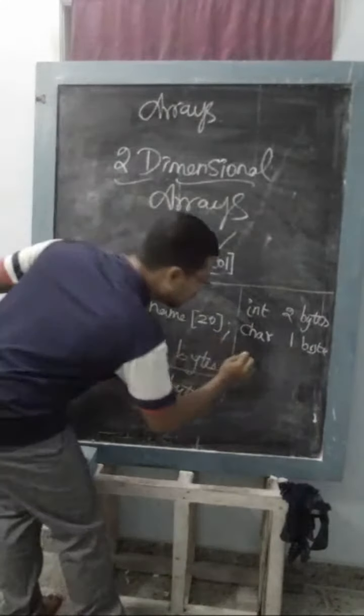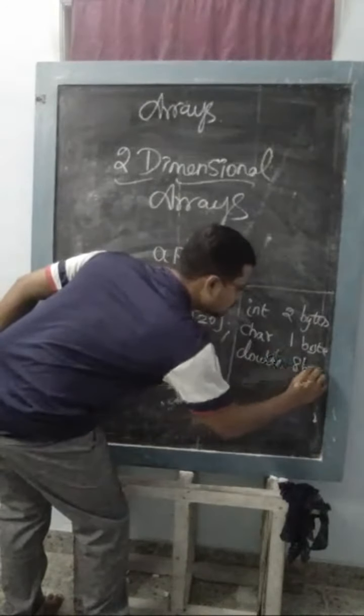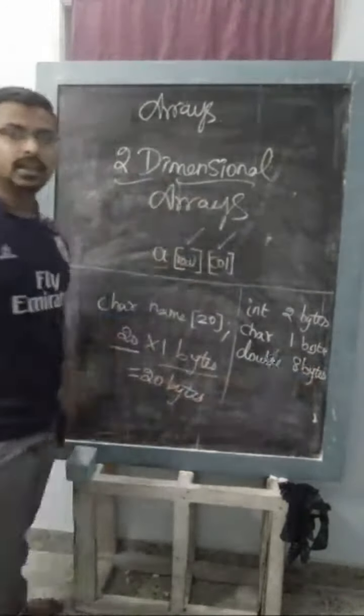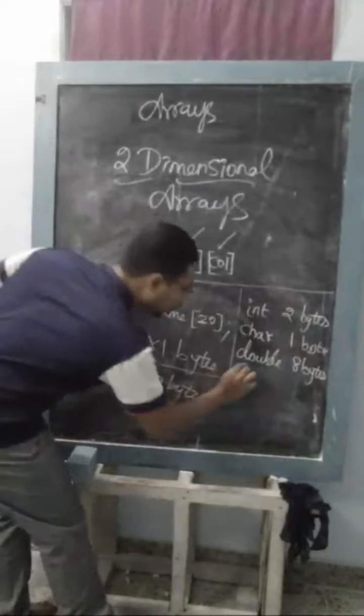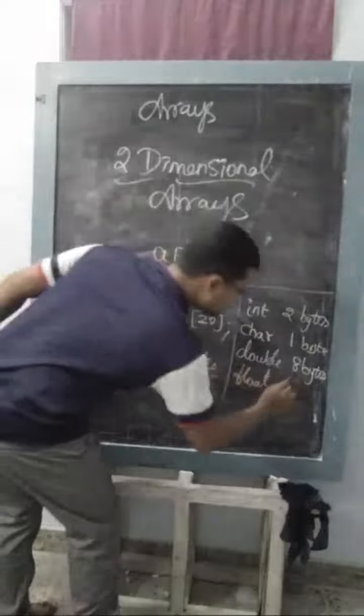In the case of double, it consists of 8 bytes. How many bytes? 8 bytes. In the case of float, it consists of 4 bytes.